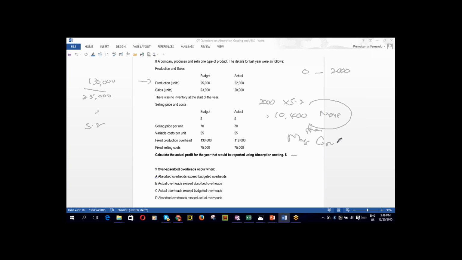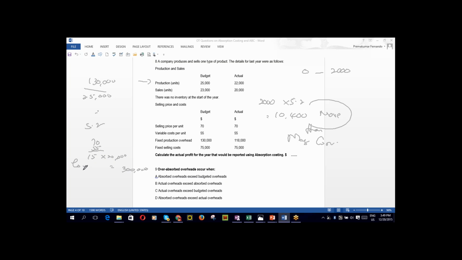We know the actual sales are 20,000 units. Actual selling price is 70. Variable costs are 55. So 70 minus 55 is the contribution. Contribution is 15 per unit. And how many units they sell? 20,000. So 15 into 20,000, 300,000 is what we call the contribution. That is sales minus variable cost.